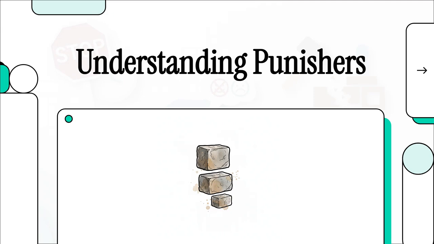When we talk about applied behavior analysis, it's just as important to understand why behaviors decrease as it is to know why they increase. So today we're going to dive into the three main types of punishers that explain this process, starting right from the basics.